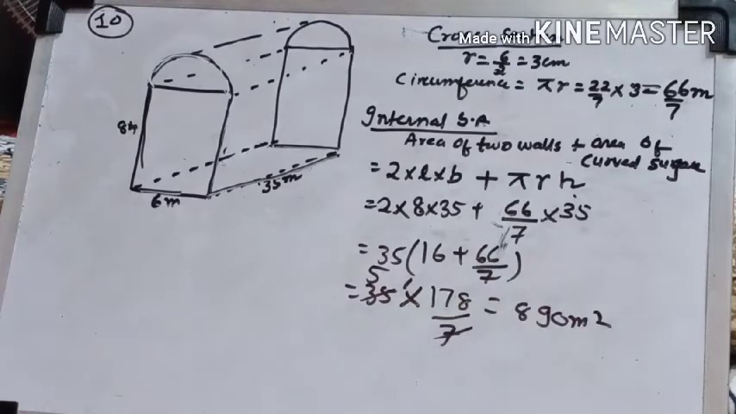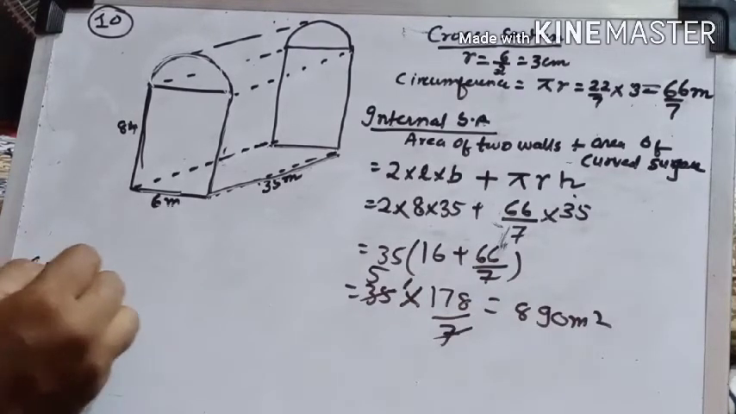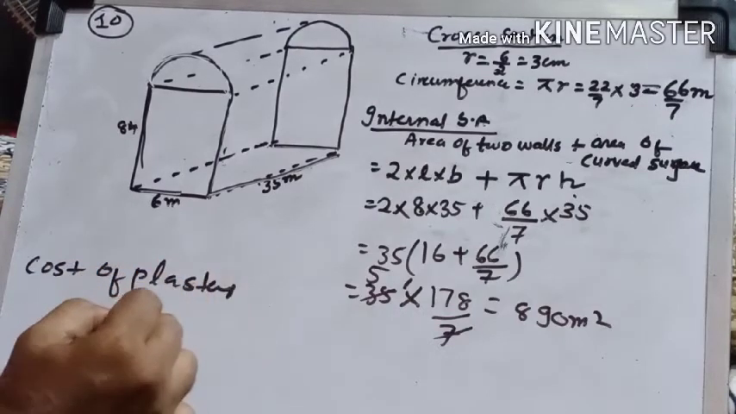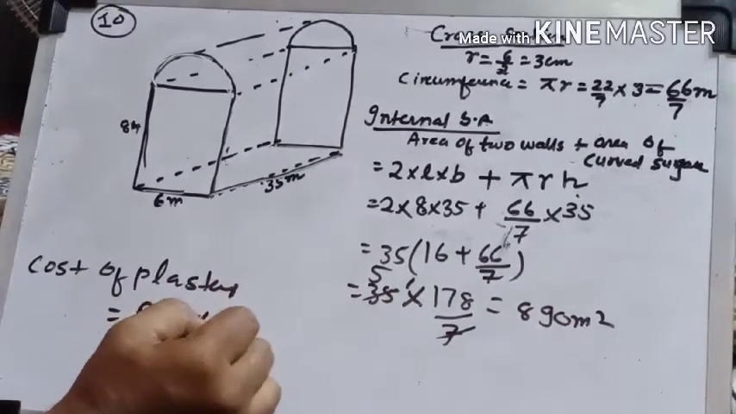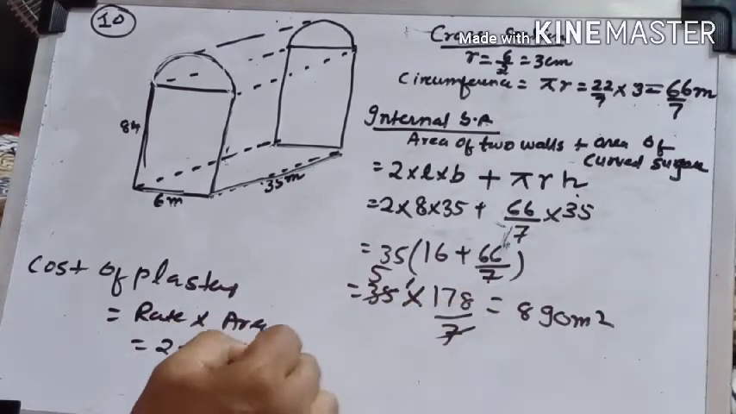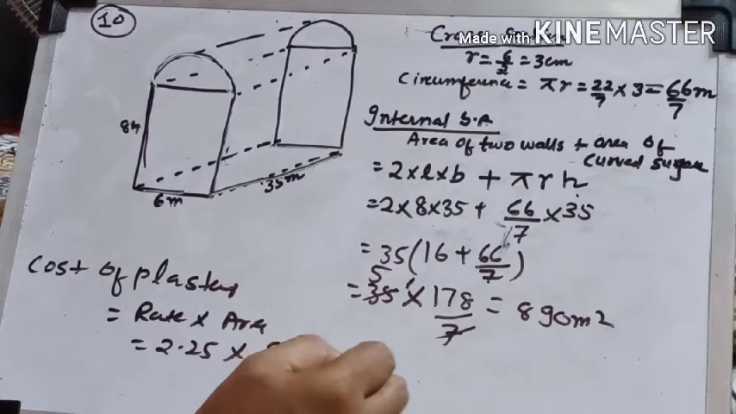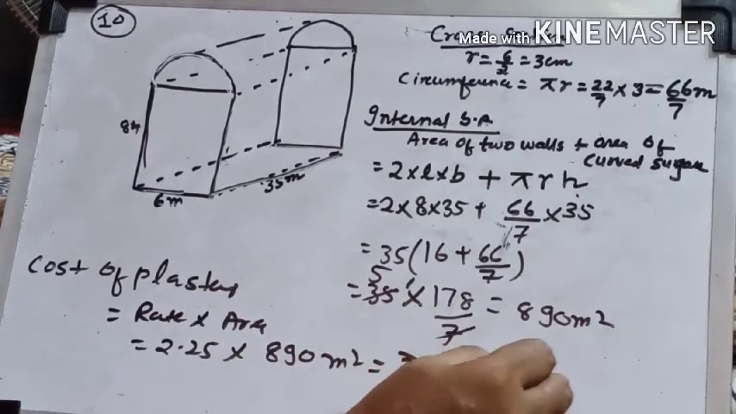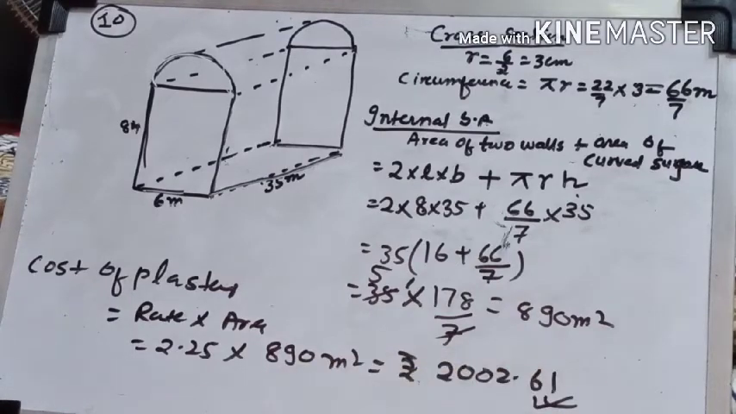Since we want the cost, the cost of plastering will be rate into area. So the rate is 2 rupees 25 paisa, and the area we have calculated is 890 meters square. So your answer will come out as 2,002 rupees and 50 paisa. This is your answer.